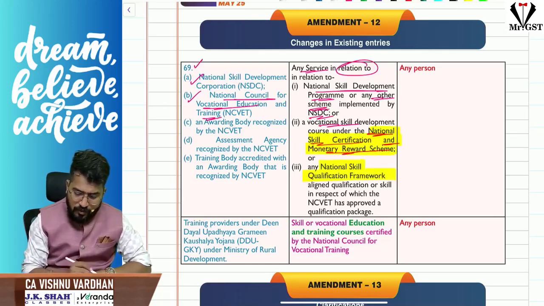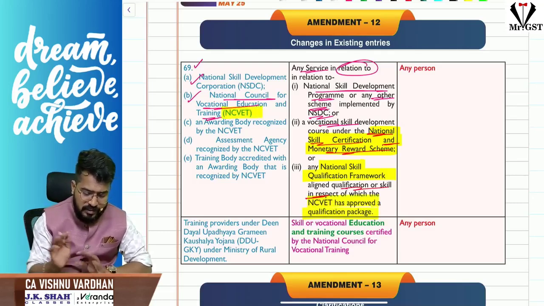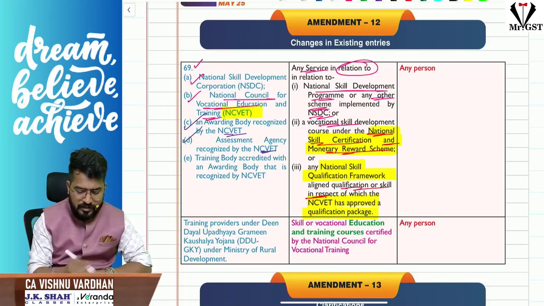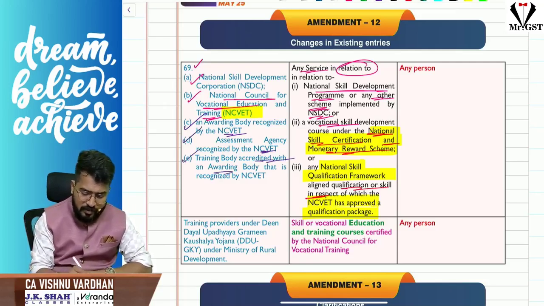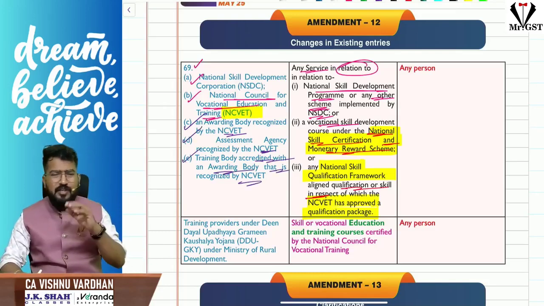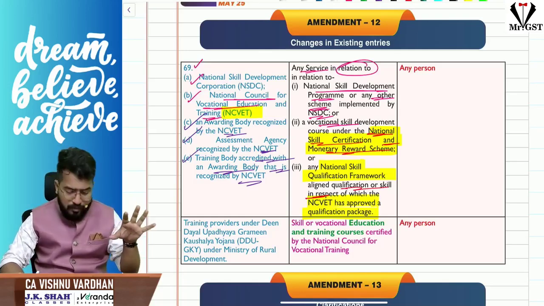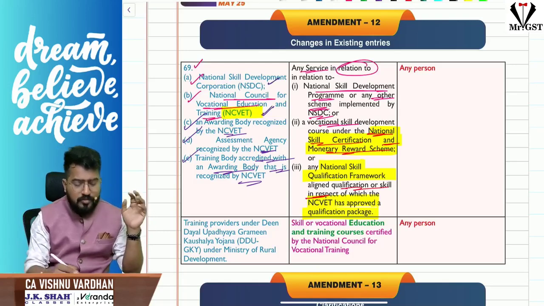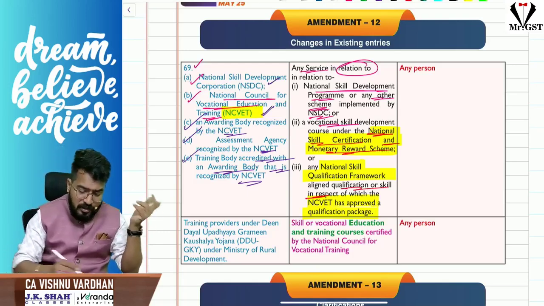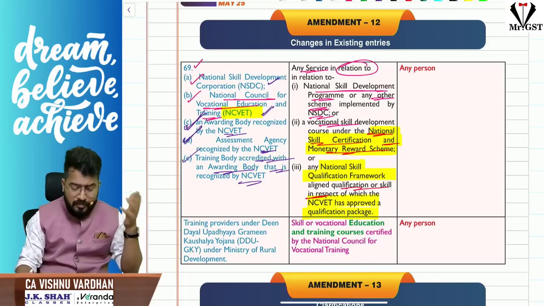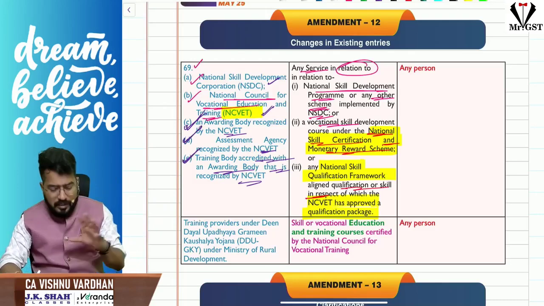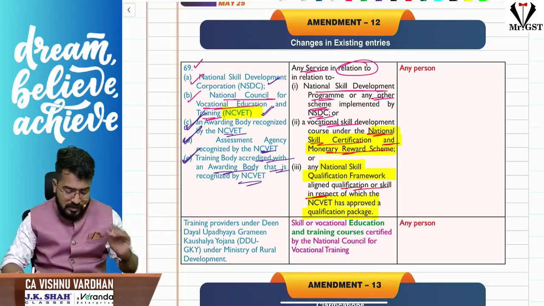Next, National Skill Qualification Framework aligned with qualification or skill in respect of which NCVET has approved the qualification program, all these things. So here the new thing is NCVET has been added. And next one, sir, any awarding body recognized by NCVET, the assessment agency services which are recognized by NCVET, training bodies accredited with an awarding body that is recognized by NCVET. So all these things are nothing but related to some skill development or training programs where National Skill Development Corporation or National Council for Vocational Education and Training is coming into picture, or the awarding bodies which are granting the awards, or assessing the performance of the people who got trained, or the training bodies which are approved. These people providing services are exempt under GST. So that is the change here. In place of Sector Skill Council, they have added this NCVET.